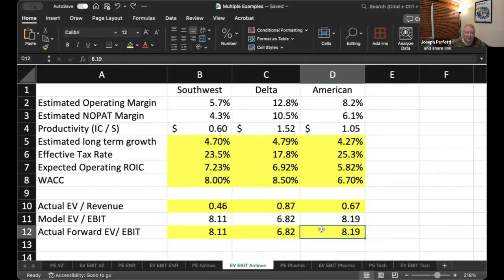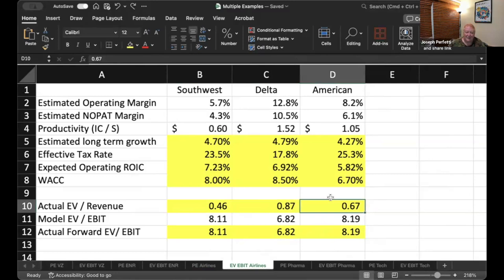Okay. The third multiple, EV to revenue. For every time Southwest sells a new $1 of tickets, it adds 46 cents to their enterprise value. Every time Delta sells $1 of tickets, it adds 87 cents to its enterprise value.